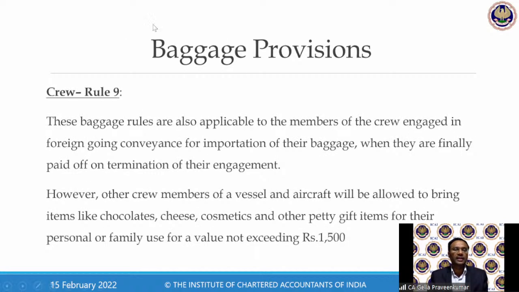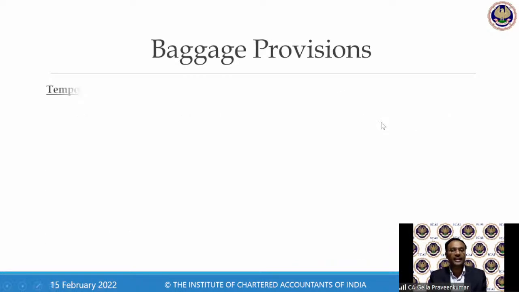Now, in case of a crew, we have discussed passenger all along. For crew, there is a ceiling of 1,500. So in case of a crew, for any personal belongings, no need to pay any tax. If a crew is carrying gift items up to 1,500, they need not pay duty. Beyond 1,500, they have to pay duty.